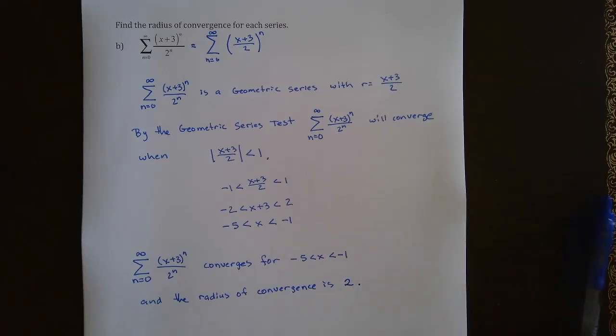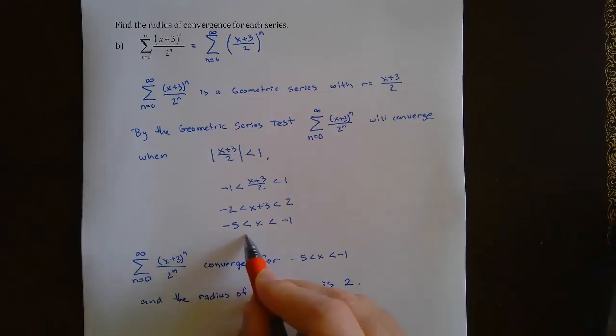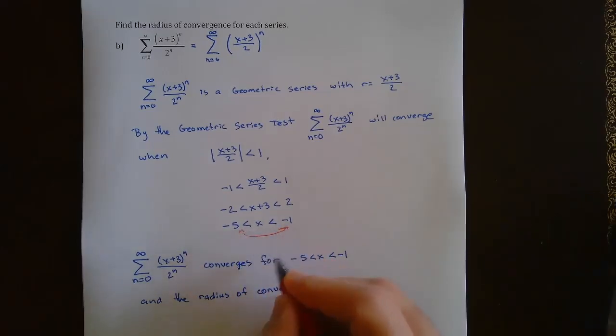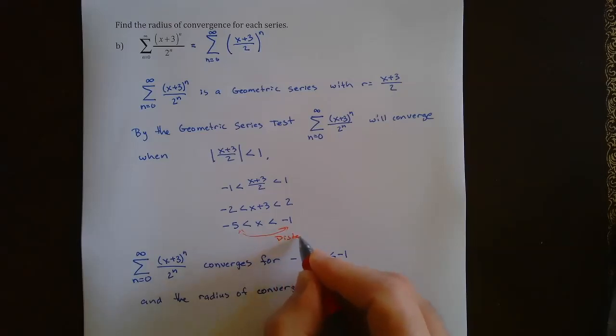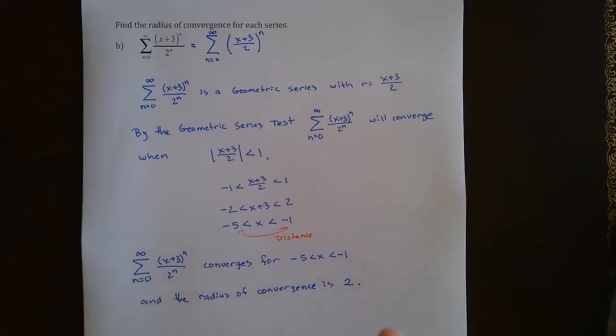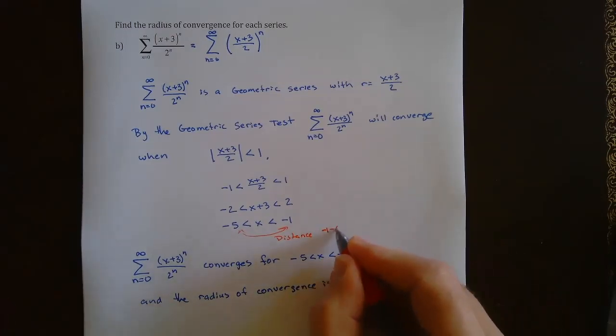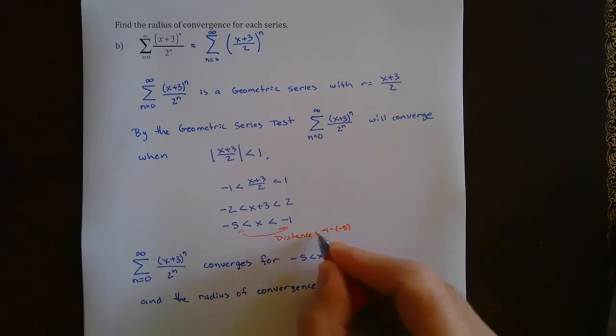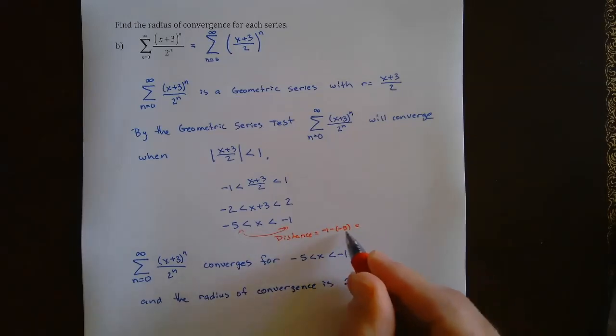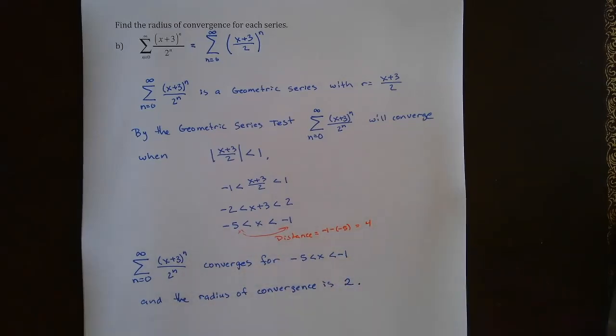All right, so let me write this. The distance between these would be the entire, like the diameter of convergence. It'd be -1 minus -5, right? And that would be -1 plus 5, which is 4. So the diameter of convergence, nobody calls it that, but the diameter of convergence is 4, so the radius of convergence would be half that, which would be 2. All right, so that's the next example.